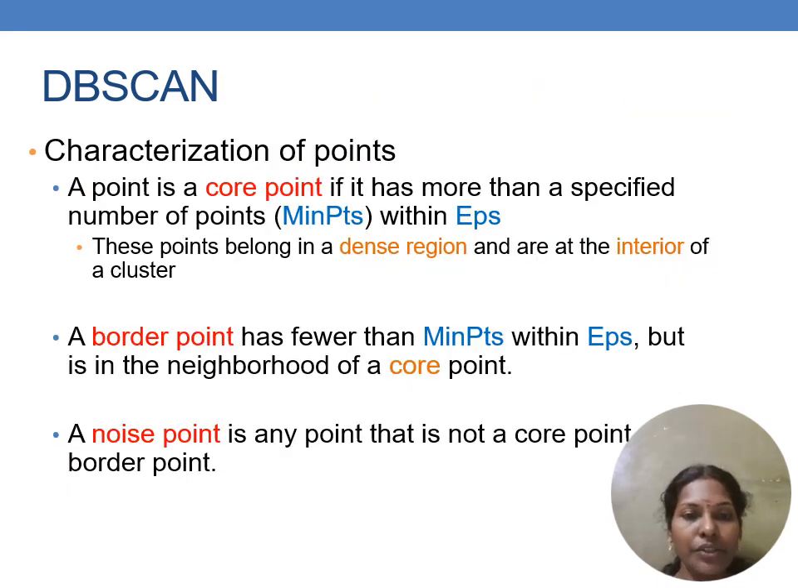In DBSCAN clustering, the points are characterized as core point, border point, or noise point. A point is a core point if it has more than a specified number of points within epsilon value. These points belong in a dense region and are at the interior of a cluster. A border point has fewer than minimum points within epsilon, but it is in the neighborhood of a core point. A noise point is any point that is not a core point or a border point.